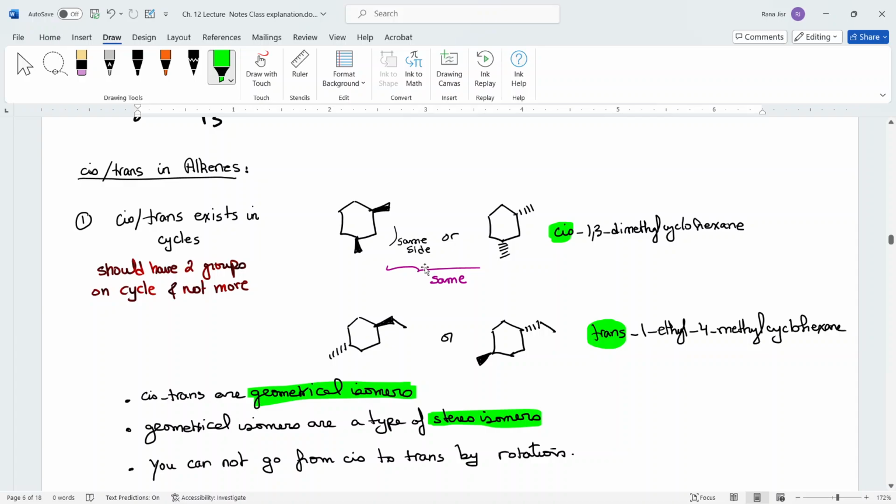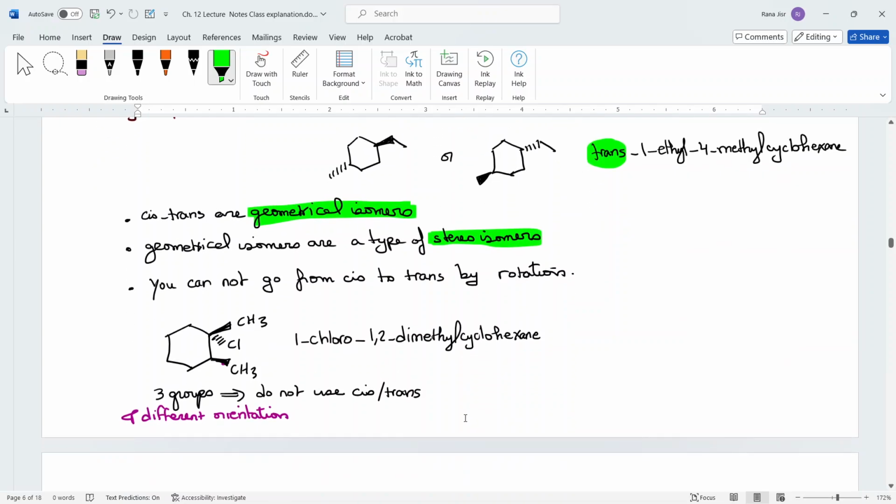We said that geometrical isomers are a type of stereoisomers. And we said that you cannot go from cis to trans by rotation unless you break the cycle, twist the cycle, and then fuse it back. So going from cis to trans cannot happen by a simple rotation. If you rotated the cis, it will be cis. And if you rotated the trans, it will be trans. The only way you can go from cis to trans is to break the cycle, twist it, and then fuse it back. And this is why we say that cis and trans are stereoisomers. So geometrical isomer is a type of stereoisomer.